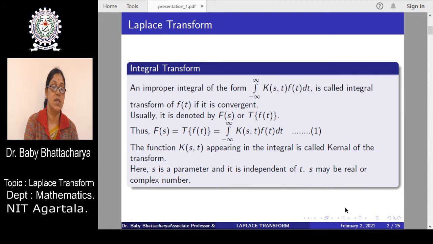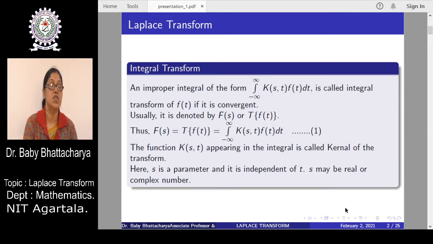Now, improper integral here means whenever we are considering a definite integral, either it has limits containing infinity, or it may so happen that the integrand has finite limits but is not defined in between the limiting values. So such kinds of integrals are improper integrals. Here we are considering an improper integral with limits from minus infinity to plus infinity and a function K(s,t) f(t) dt. Whenever this integral exists, that is, it is convergent, it is known as the integral transform of the function f(t).